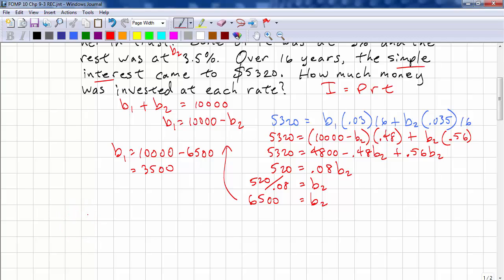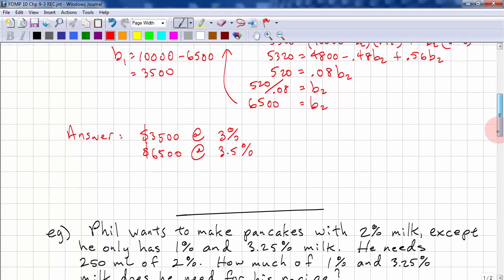So our answer is $3,500 at 3%. And we have $6,500 at 3.5%. Next problem.